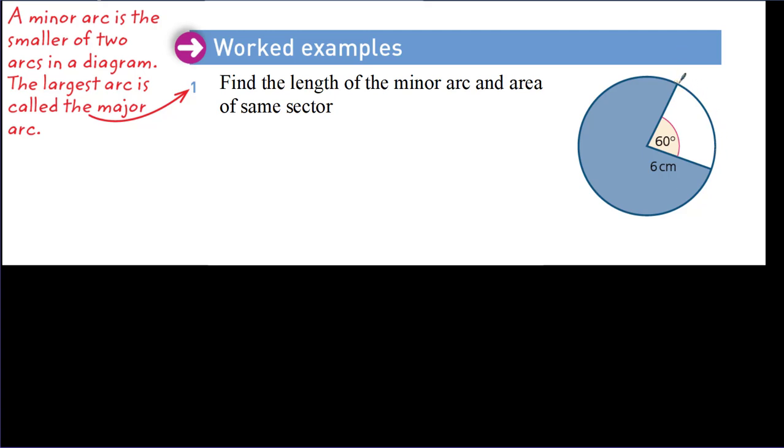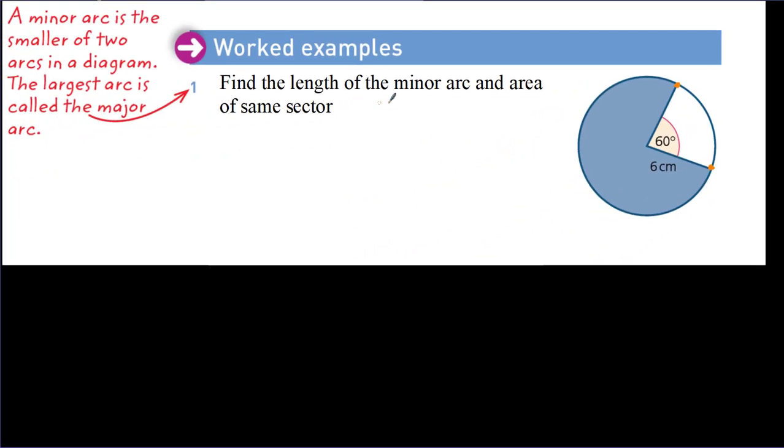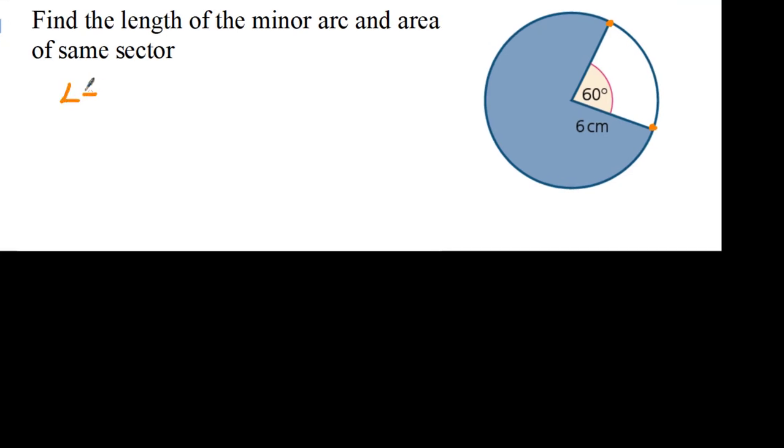So when you put 2 points on the circle, it's dividing into two arcs. This is the minor arc and this is the major arc. Okay, find the length of the minor arc and the area of the same sector. So we are going to firstly find the length of the arc, which is equal to 2 pi r theta over 360 degrees.